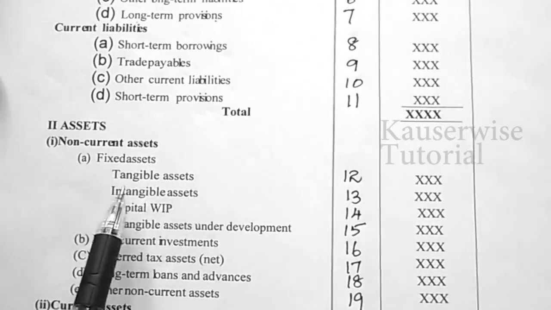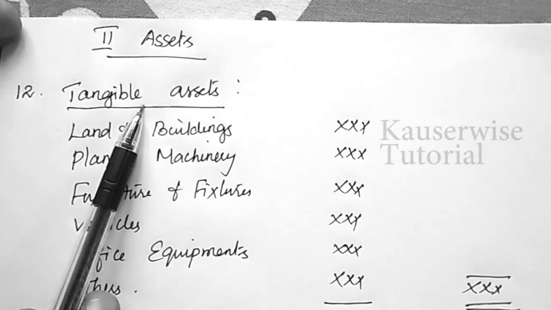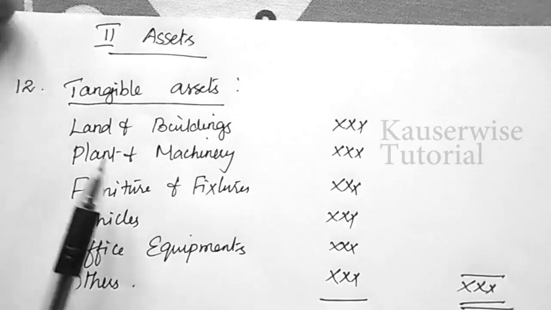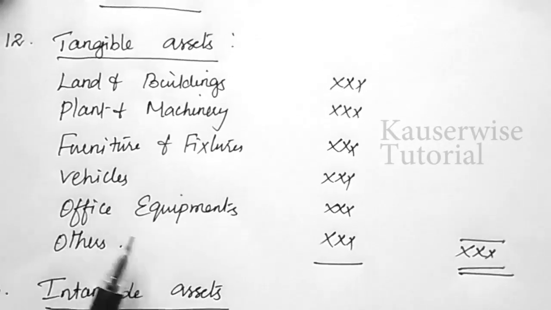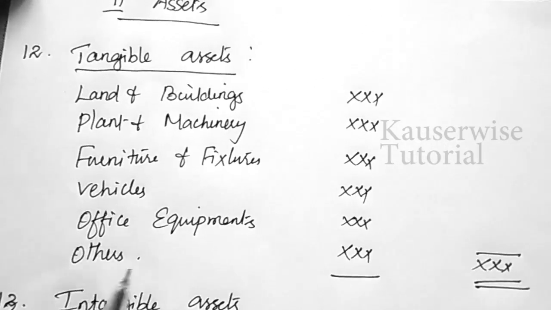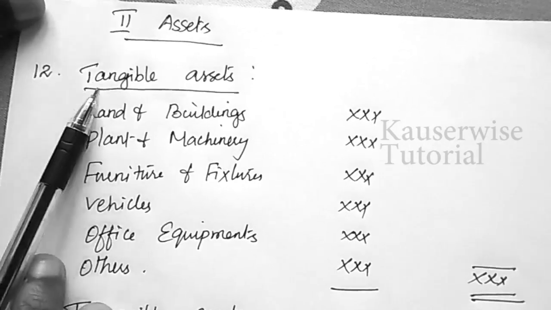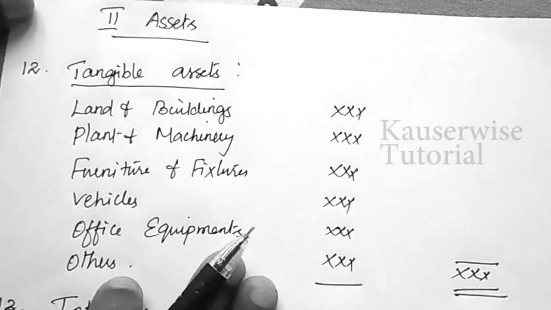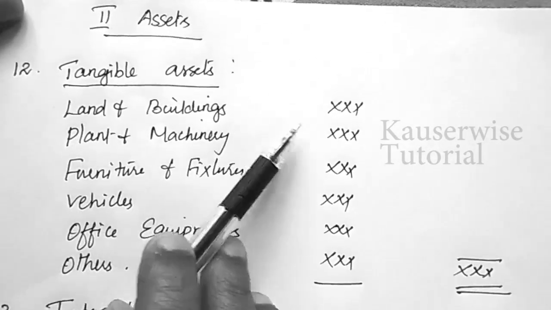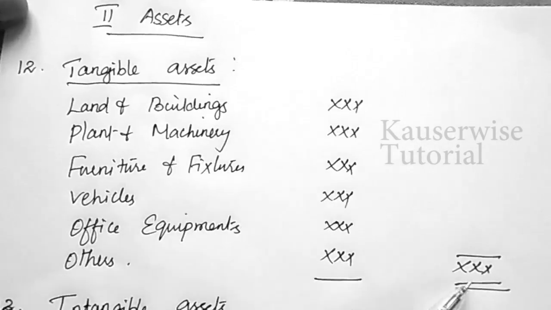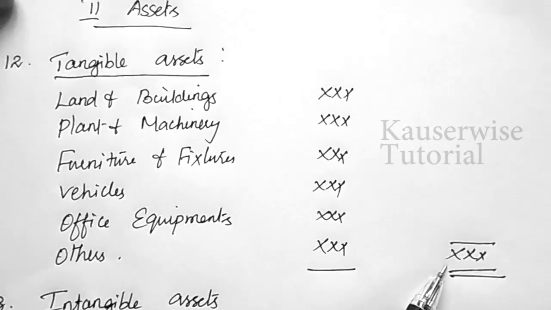So let me explain the first one, tangible assets, working note number 12. Tangible assets are called fixed assets, that is land and building, plant and machinery, furniture and fixtures, vehicles, office equipments, and other tangible assets. So these are all fixed assets that will be recorded under tangible asset. If there is any depreciation, that will be subtracted here itself, and after charging the depreciation, the net amount will be recorded here, and after finding the total tangible asset, this will be recorded in balance sheet.